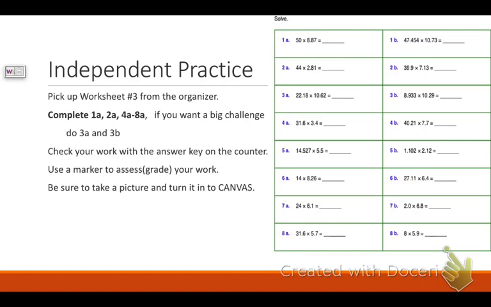Alright, ladies and gentlemen, right now, here is your independent practice. You should have worksheet number 3. Get it from the organizer. Okay? And you are going to complete these problems: 1A, 2A, and then 4, 5, 6, 7, and 8. That is 7 problems. You need to be able to do these. It may take you a couple days, but you need to be able to do these. Let's get to it. Don't waste your time.